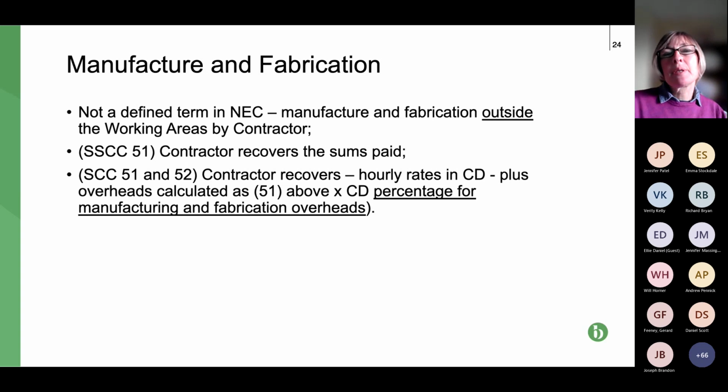It's relatively simple in that the contractor recovers the sums paid for the offsite manufacture and fabrication. But of course, that's not going to cover any overhead, profit, etc. So again, in the contract data part 2, contractors and subcontractors need to include a percentage of the cost of whatever has been manufactured or fabricated, to cover the overhead and profit. Next slide, please.